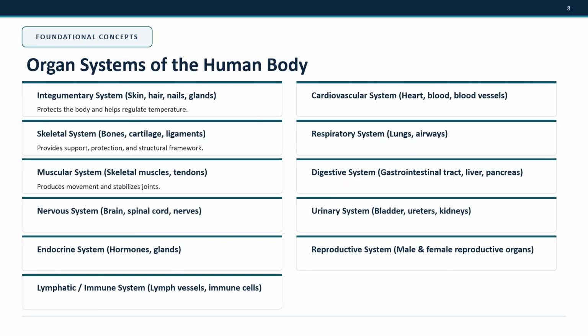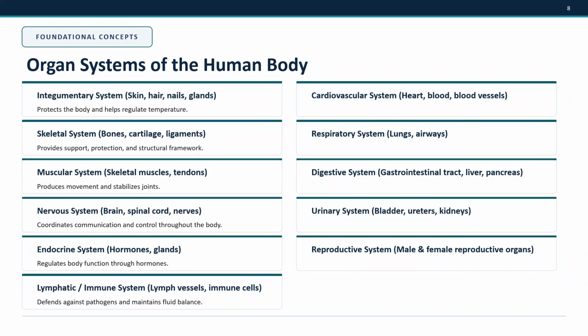We have the muscular system. This is made of the skeletal muscles and tendons, which are attaching the muscles to the bones. This is going to produce movement and stabilize the joints. So you might see movement also called locomotion. They are pretty much the same thing. We have the nervous system made of the brain, spinal cord, and peripheral nerves. This is going to coordinate communication and control throughout the body. Remember, the brain is really the master organ. It's basically doing everything. We have the endocrine system made of your different hormones and glands. This is going to regulate body function through hormones.